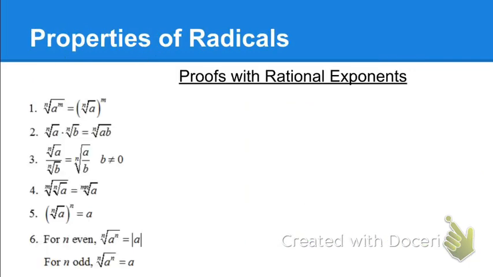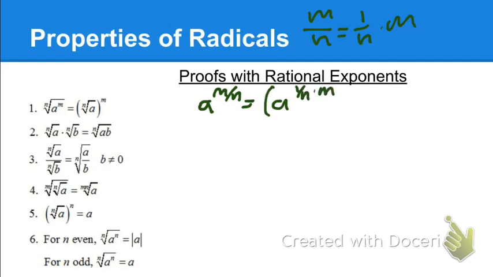Alright, these are the properties of radicals that we learned yesterday, and we can quickly prove them by using rational exponents. So when you have number 1, the nth root of a to the mth power, that would be the same thing as a to the m over n power. And you can rewrite m over n as 1 over n times m. So we can write that in our exponents, and we can put some parentheses in there and see how it's like the power of a power rule.